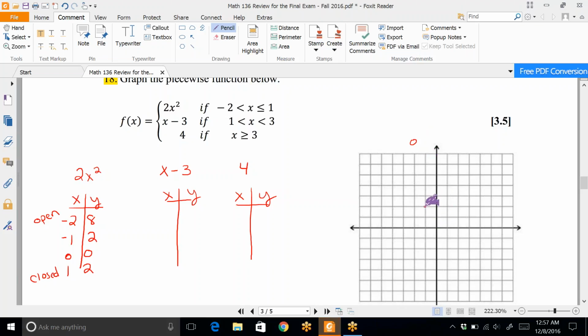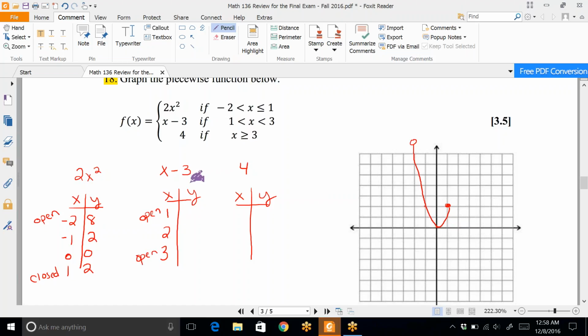-1, 2, 0, 0, and 1, 2. That is going to be a closed circle. This is part of a parabola, so we'll draw that U shape. For my second function, I'm going from 1 to 3, and both endpoints are open, no equal to bars.